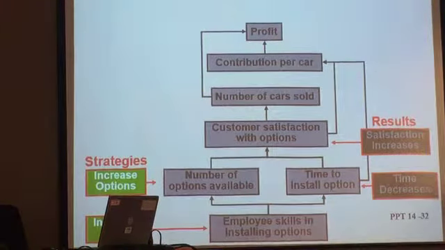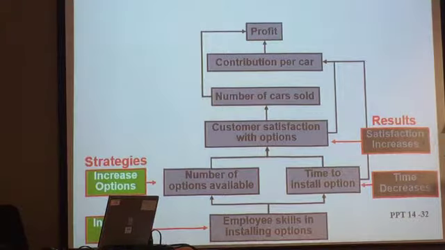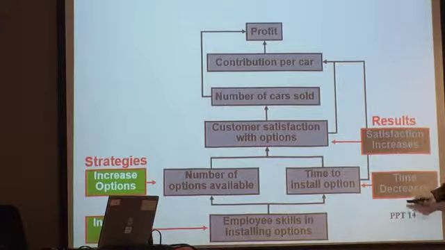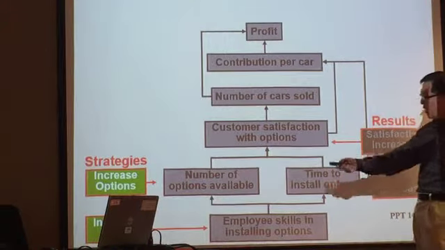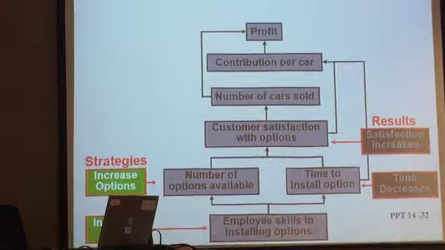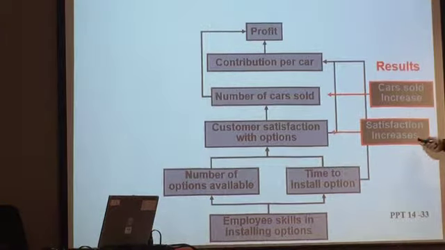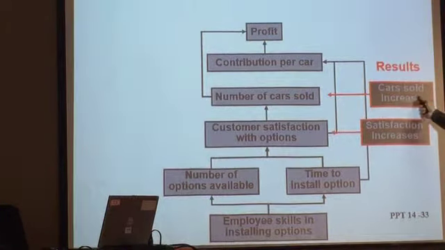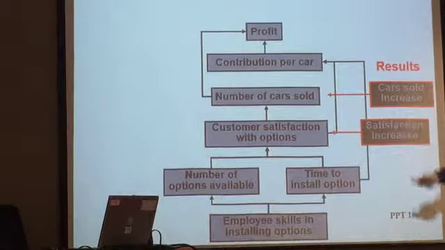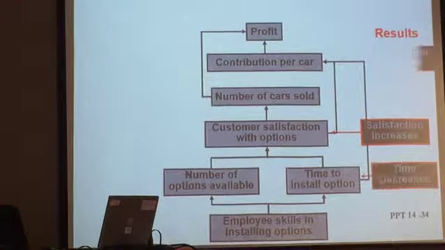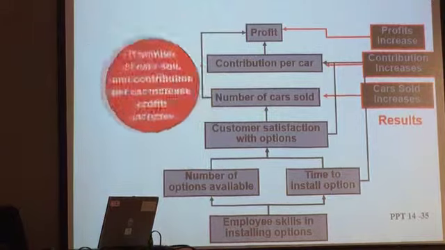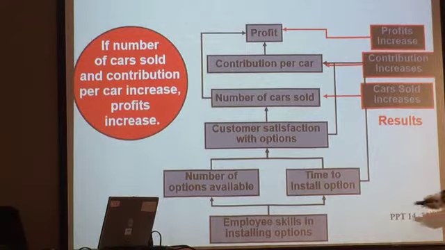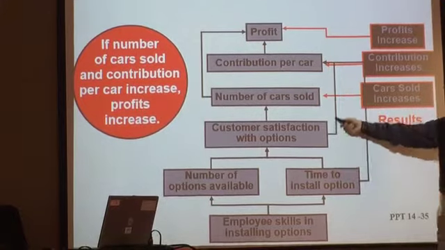Oh, we need 2 months to install this option. 3 months. Probably they will go somewhere else. Here, with limited, reduced resources and time, they can increase the options for the car, and then the customer will be happy and satisfaction increases. Number of cars sold increases, and contribution per car will increase. And the result: profit increases.